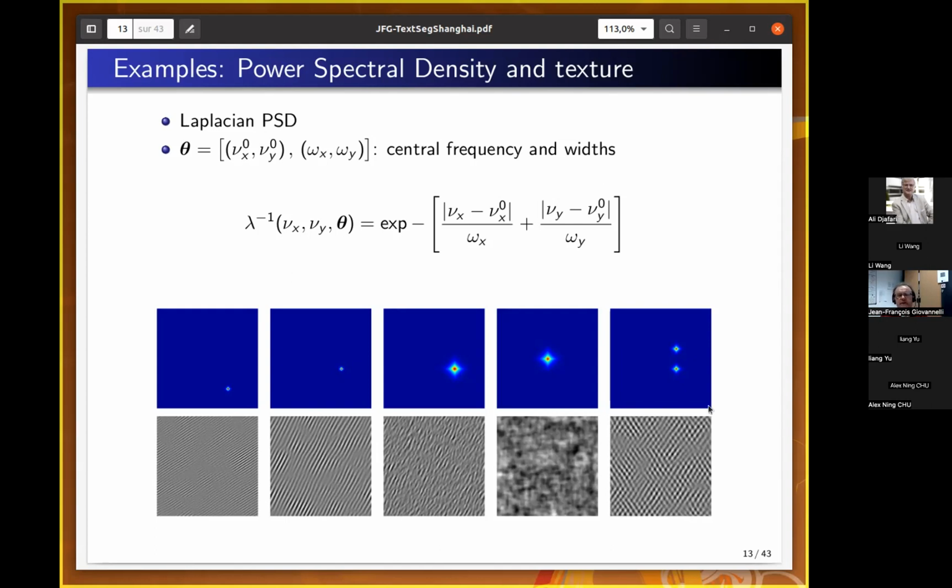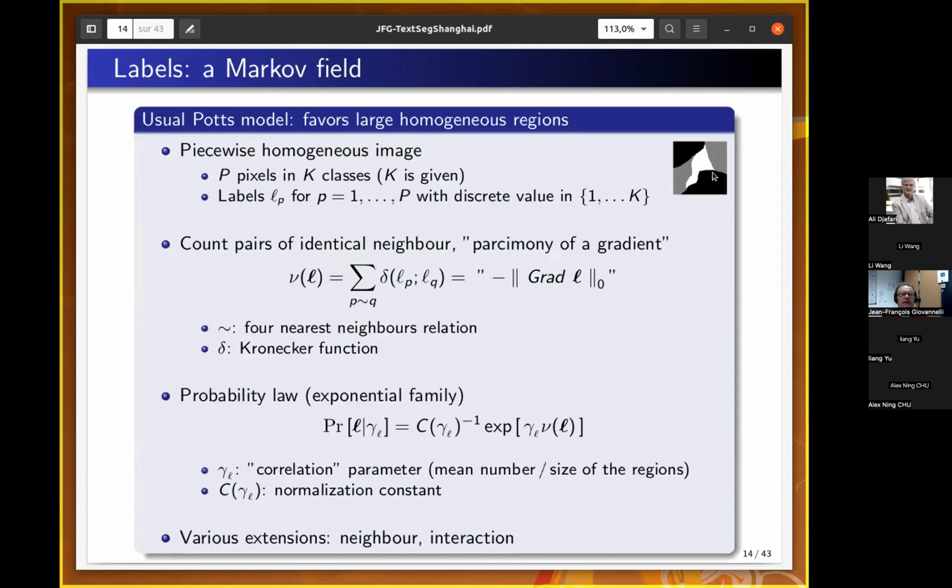That is the model for images, texture images. Then a model for the labels that will account for the idea of homogeneity. I mean that neighbor pixels are likely to have the same value. It will allow for the segmentation. It is denoted L sub P for the label of pixel P. I have capital P pixels and K classes, and then each label takes a value in this set.